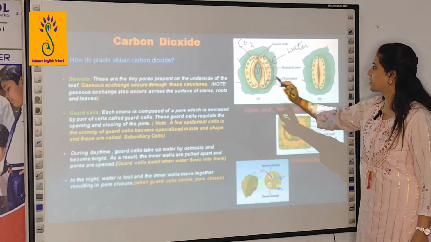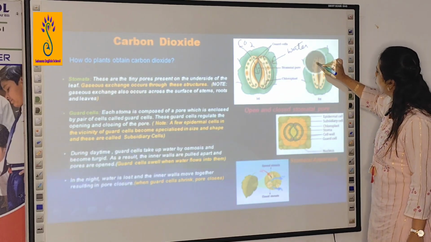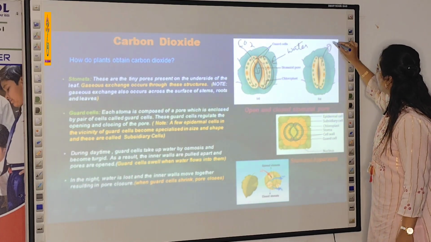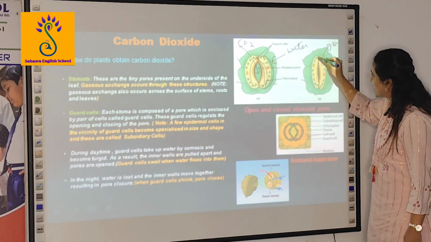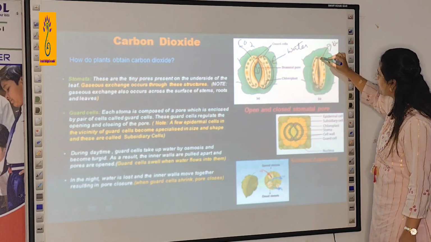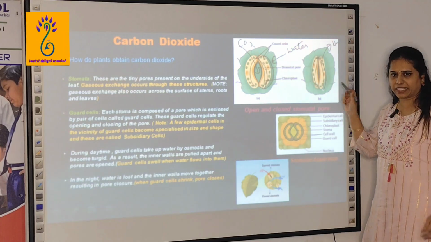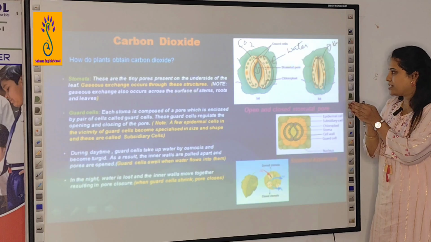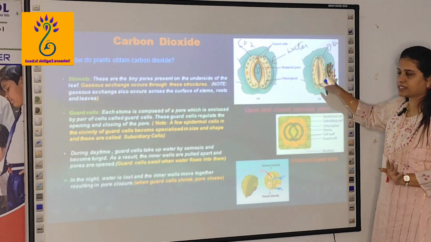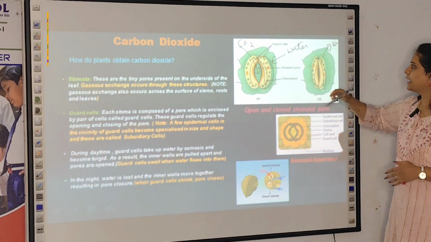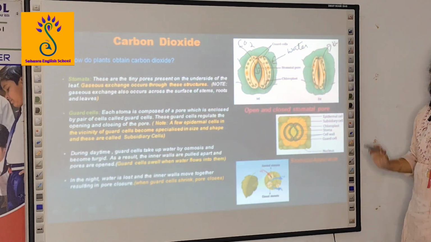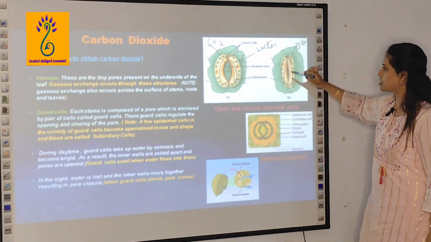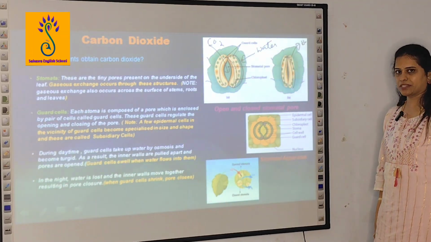Got it? Got it. When the water is moving out, what will happen? The guard cells shrink and they will close the stoma, so that no gases can move. Okay, this is how the gaseous exchange takes place. Got it? Opening of this aperture and closing of this will help in gaseous exchange.